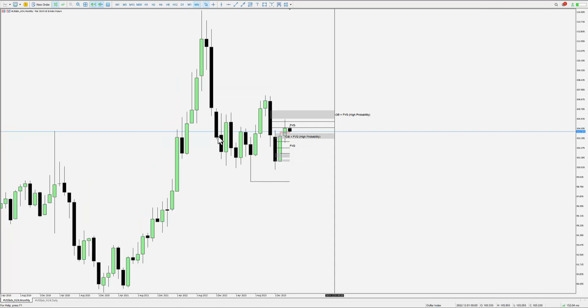So I'm going to go back to the monthly chart. Now, if you look at the previous month, right, we're just into the first week of March right now. The previous month candle closed below the fair value gap on the weekly chart. That's a clear reversal sign.